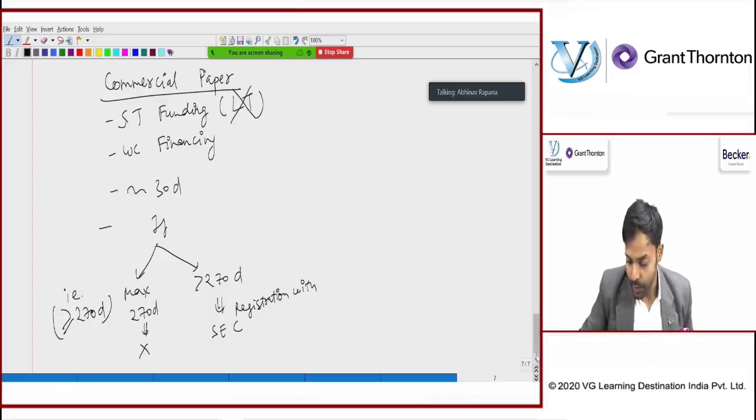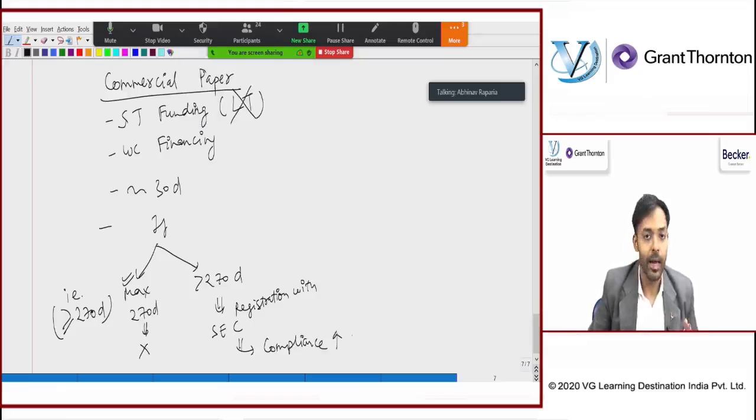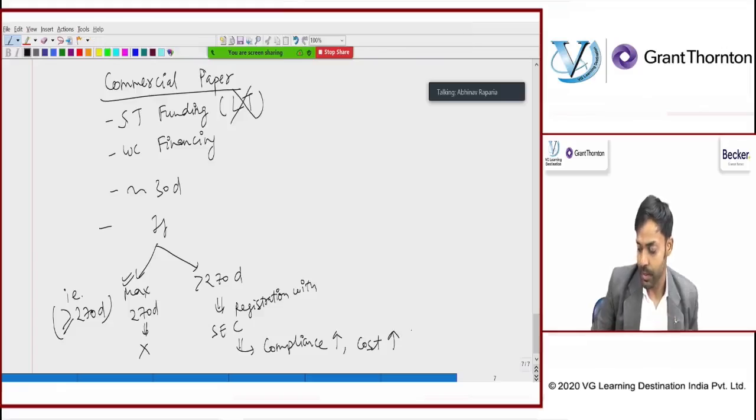Generally, companies prefer going in this. Why? Because here you have to bear a lot of compliance. Here the compliance is higher because obviously the SEC compliance, and the cost is also higher because of the compliance cost and the filing cost and everything. So generally the companies prefer this route.